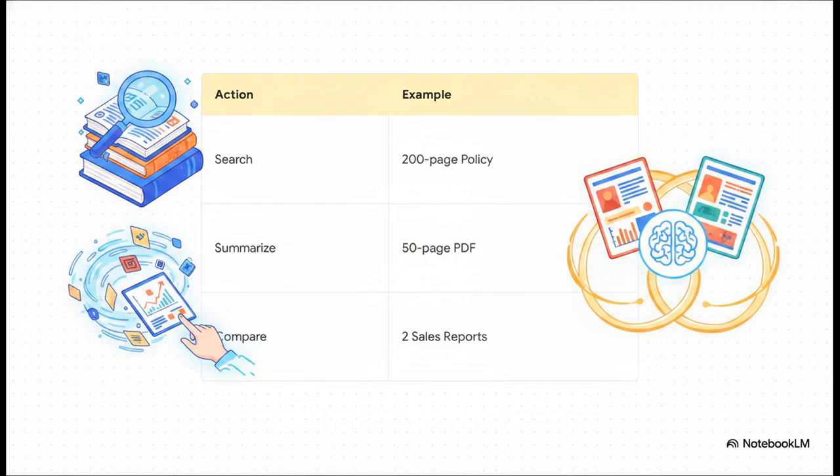And the third one, which is honestly my personal favorite, is compare. You can give Gemini 2 entirely separate files, like, say, your January and February sales reports, and just ask it to analyze the differences between the two. It handles these massive documents and really complex comparisons in seconds.